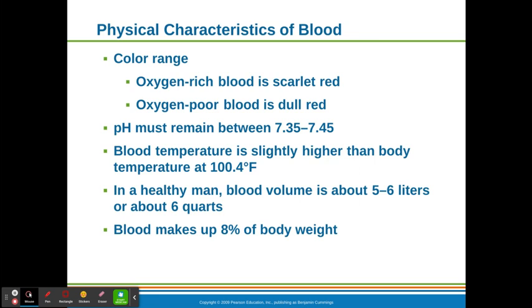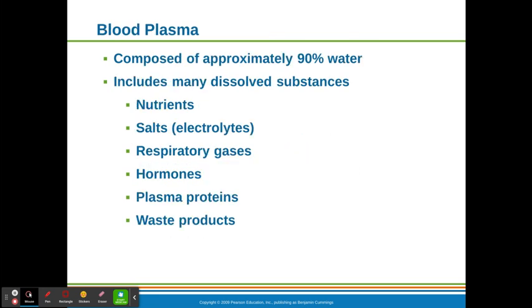Blood is slightly higher than body temperature, about 104 Fahrenheit, about 38 degrees Celsius. In a healthy adult, blood volume is 5 to 6 liters, or about 6 quarts, and actually makes up 8% of body weight. So that's quite a bit. Again, these values are averages. Remember that this is homeostasis. It's dynamic. Sometimes you may have less blood, sometimes you may have more. If you are above or below average body mass, it could be more or less than 8%. The temperature can fluctuate, pH can fluctuate, all of that. So remember, these are simply the averages.